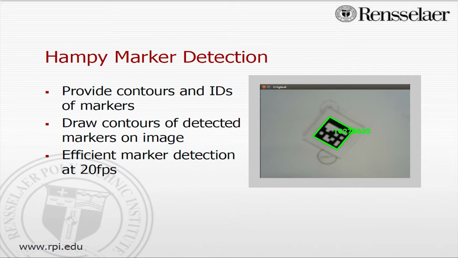On raw unprocessed video at 20 frames per second, the HAMPI module results in a marker detection rate, or MDR, of about 9.79 markers per second for a randomly moving marker with random shadows cast across it.